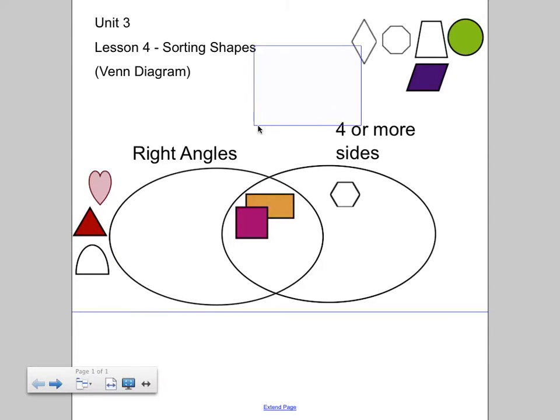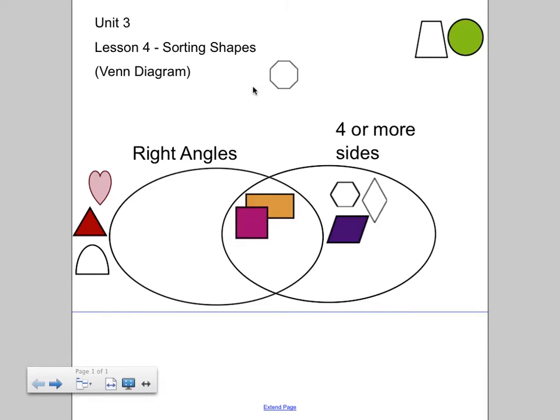I have this diamond here. There are no right angles in this diamond. This is obtuse, this is acute. So this is more than 90, this is less than 90. Does it have 4 or more sides? Yes, it does. That'll go here. I have this shape here. There are no right angles in this shape. This is more than 90, this is less. Is there 4 or more sides? Well, yes, it does.